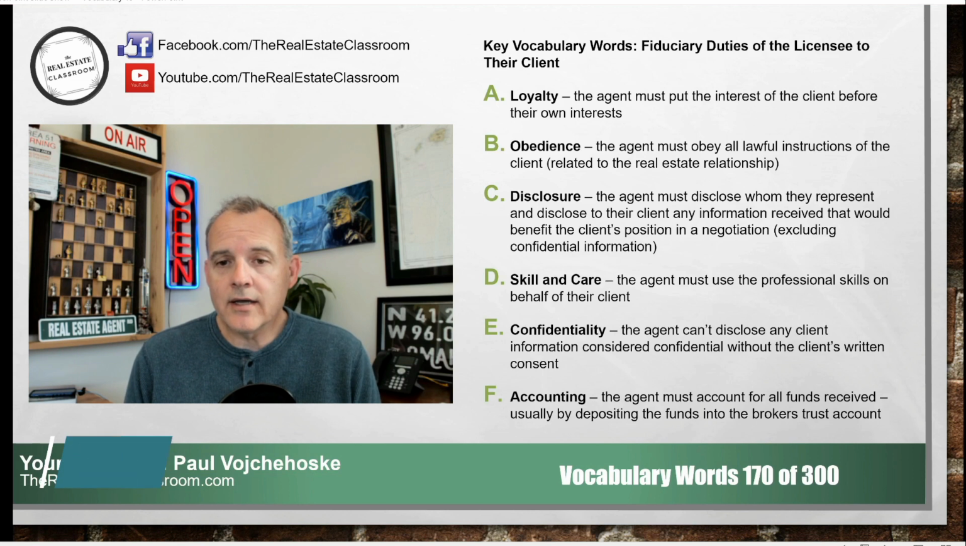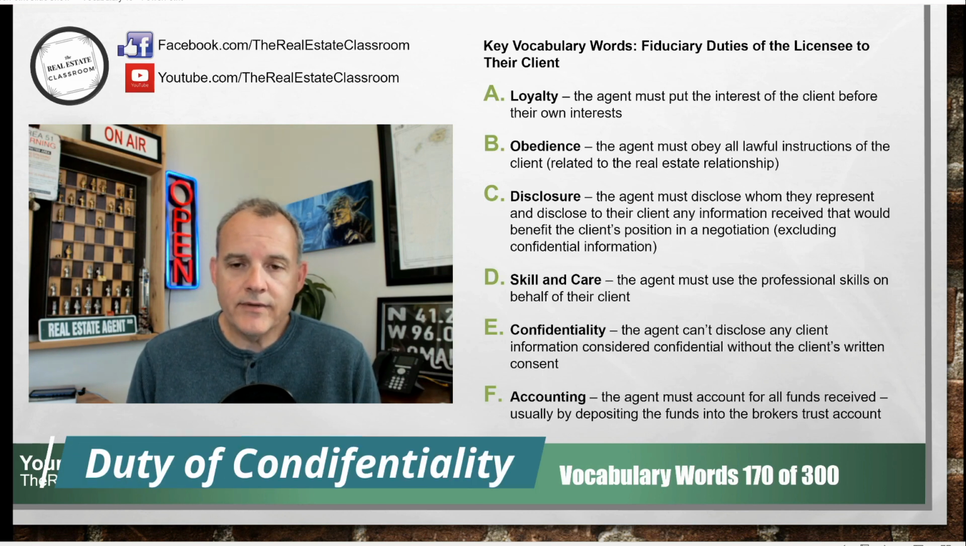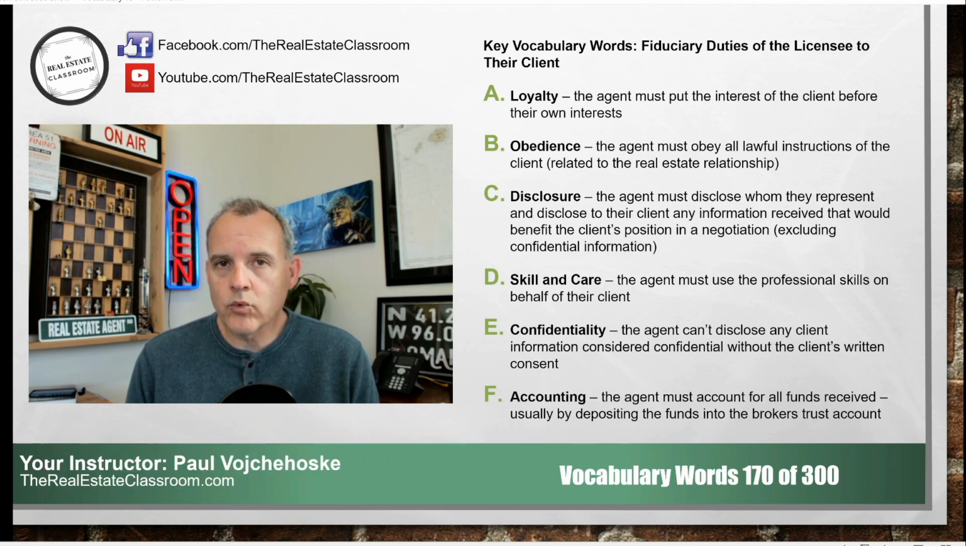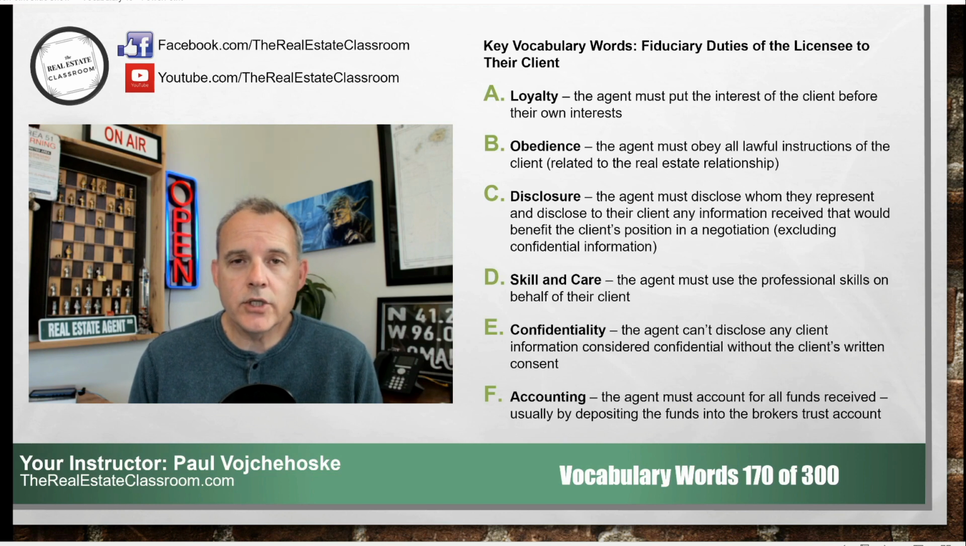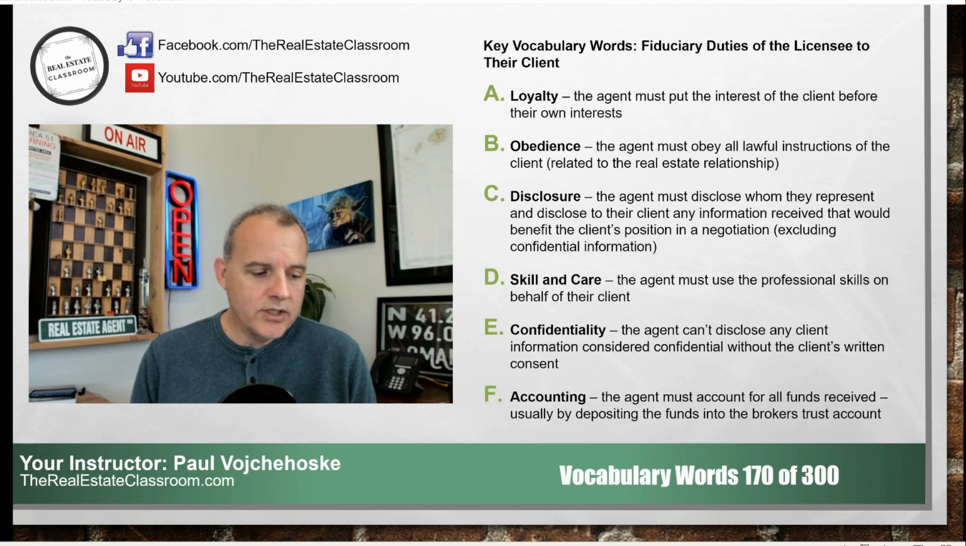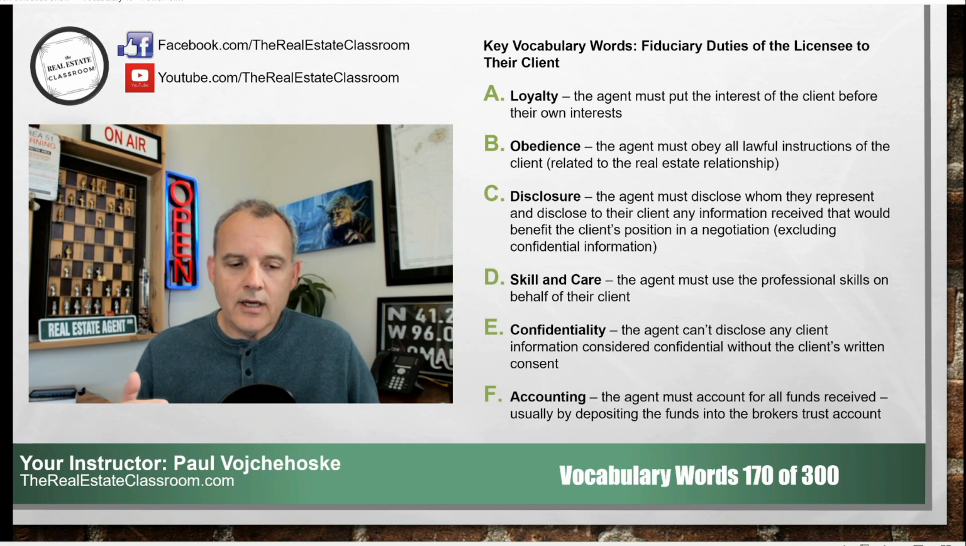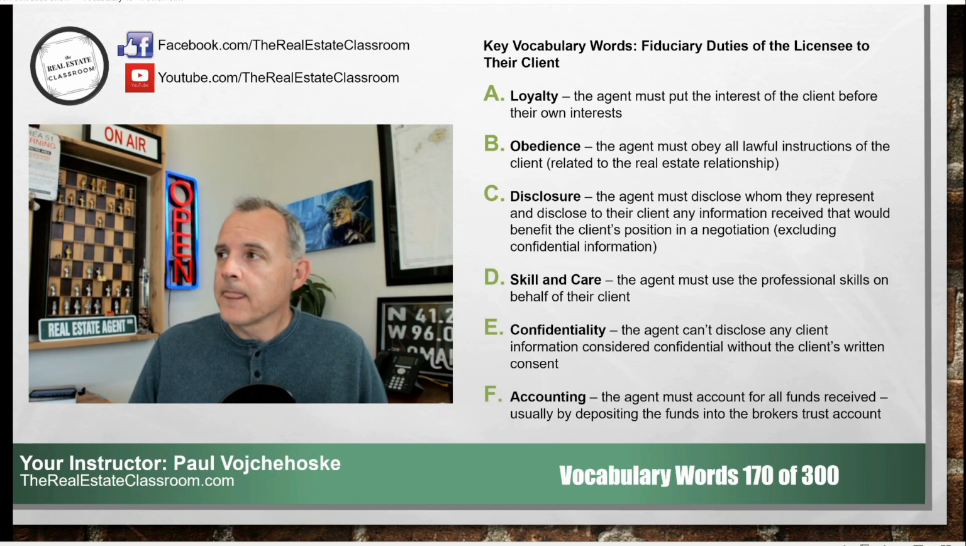The next one is confidentiality. As I said previously, each state has different rules on the scope of confidentiality and how they define confidential information, so you have to know that for the state side of your licensing exam. But in general, confidentiality means the agent can't disclose anything confidential, because typically confidential information falls into one of two categories. Either number one, it's not relevant at all to the transaction, or number two, it can harm your client's position.